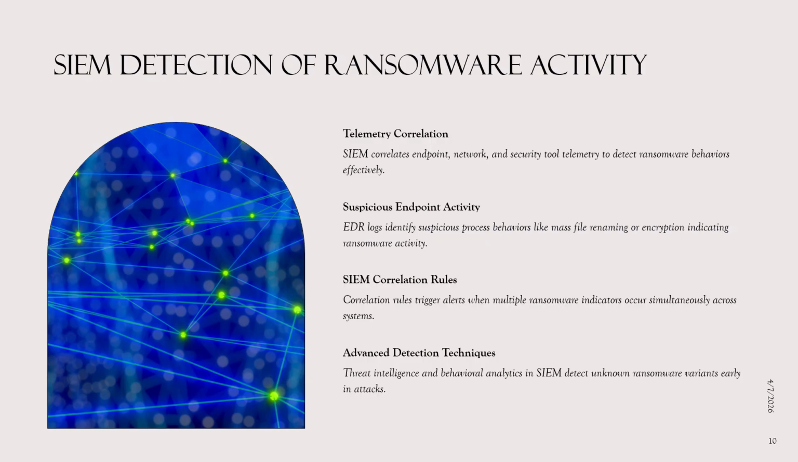SIEM detection of ransomware activity. Telemetry correlations: SIEM correlates endpoint, network, and security tool telemetry to detect ransomware behaviors effectively. Suspicious endpoint activity: EDR logs identify suspicious process behaviors like mass file renaming or encryption, indicating ransomware activity. SIEM correlation rules trigger alerts when multiple ransomware indicators occur simultaneously across systems.